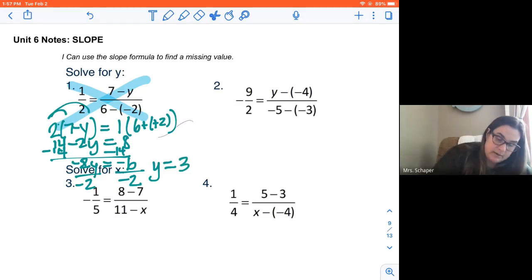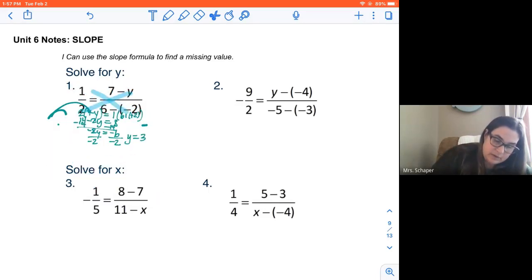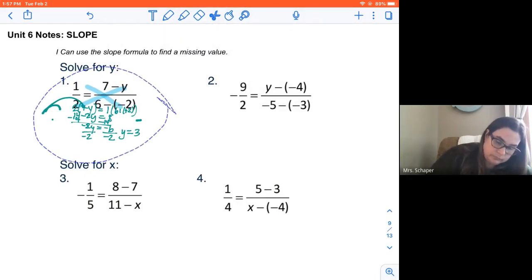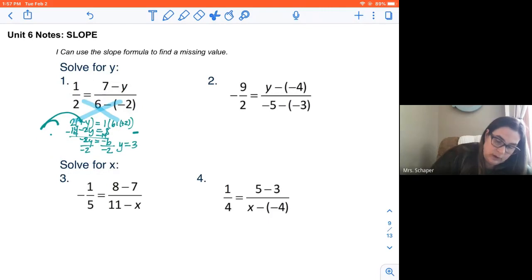So let me go ahead and circle this up a little bit. There we go. Actually, let me move it down a little bit. There we go. Okay, so we're doing cross products.